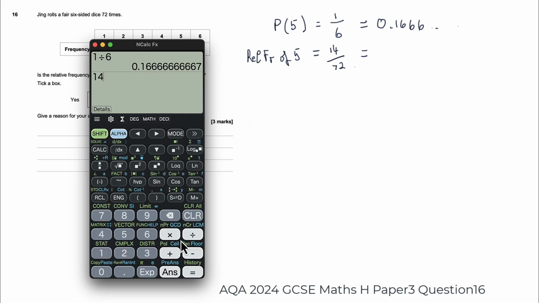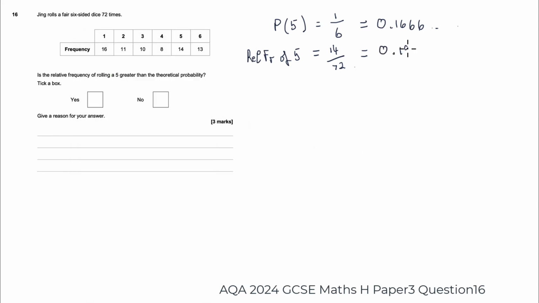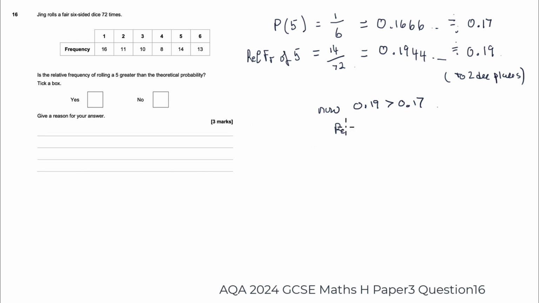14 divided by 72, that's 0.19, and the 4 repeats. So if we round them off to 2 decimal places, this is 0.17 and this is 0.19, and that's to 2 decimal places. And you can see that the 0.19 is greater than 0.17. The relative frequency is greater than the theoretical probability. So is the relative frequency of rolling a 5 greater? Yes, it is.